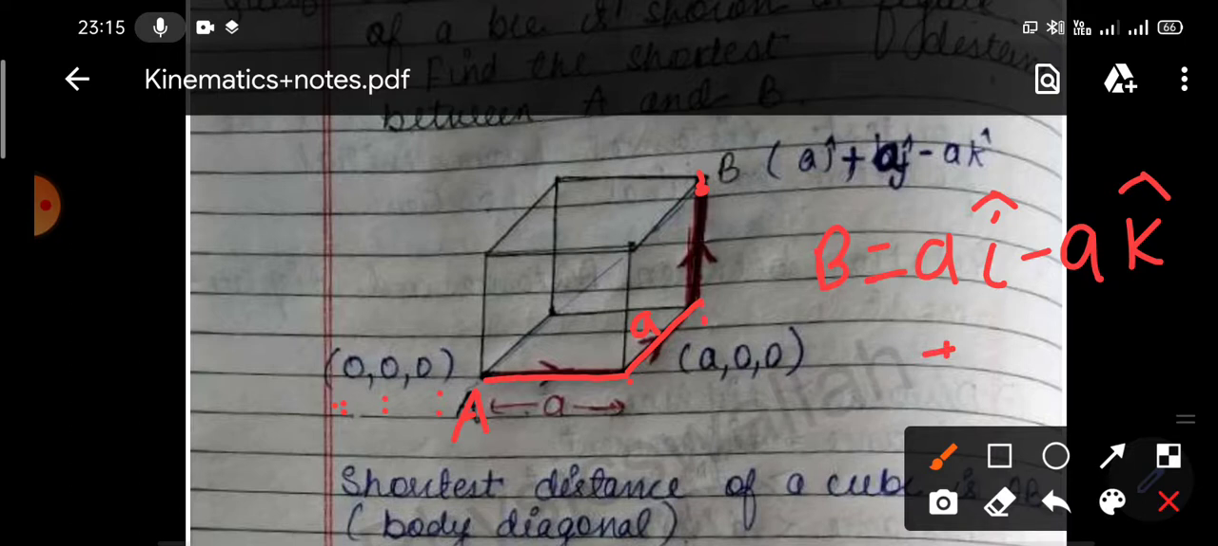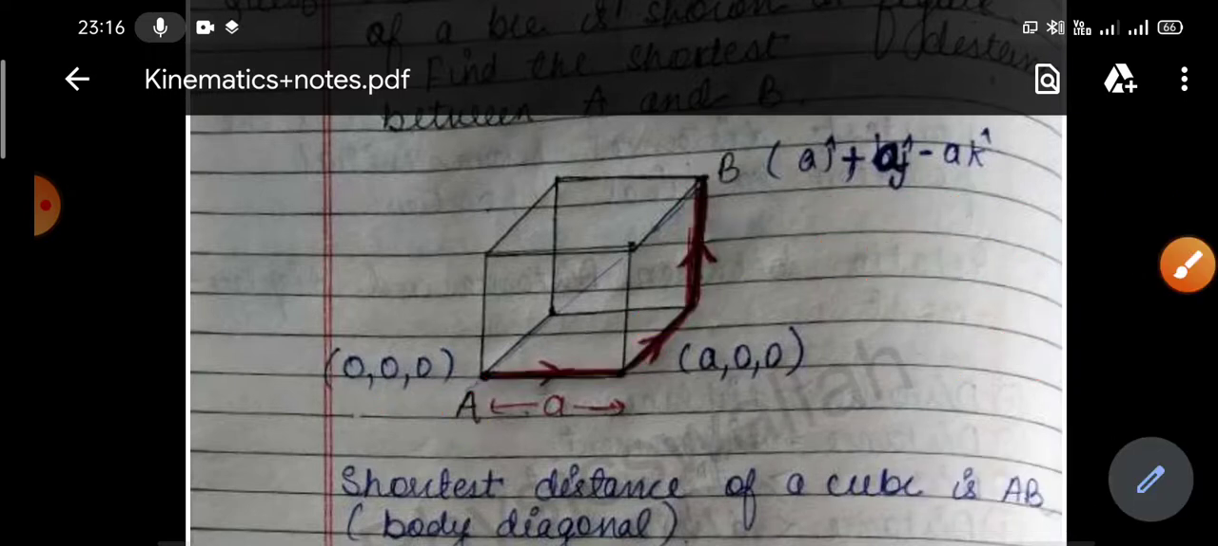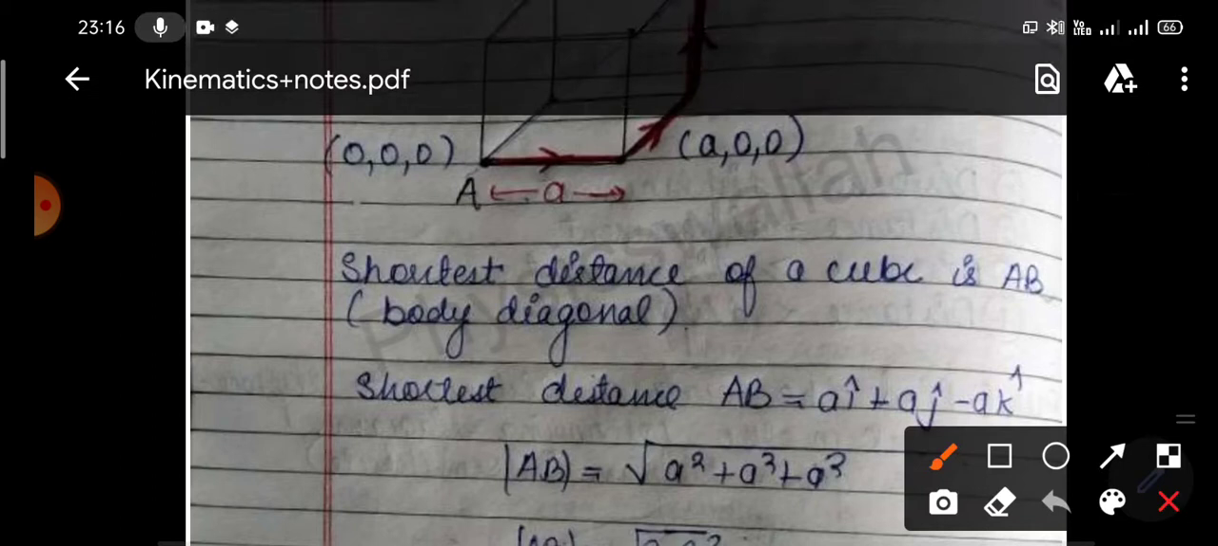Then from here you have to go again a distance in the positive Y direction, that means plus a j hat. So finally the coordinates of point B are a i hat plus a j hat minus a k hat. Then AB is equal to B minus A, so a minus 0 i hat plus a minus 0 j hat plus a minus 0 k hat.